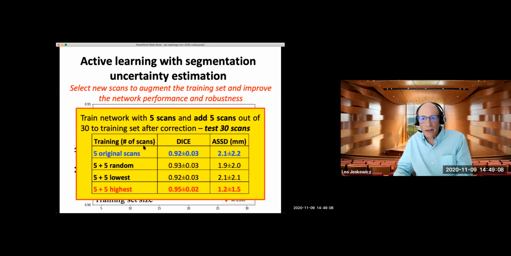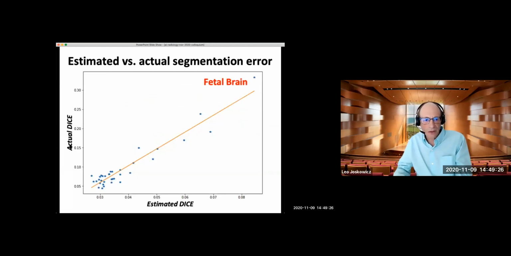So with the methodology that I showed you, just adding 5 scans already achieves a much better result, especially for the surface distance. Okay, so this basically has to do with how I choose 5 scans to optimally improve the performance of the network. And here we see that the correlation between the estimated uncertainty and the actual one is quite good.